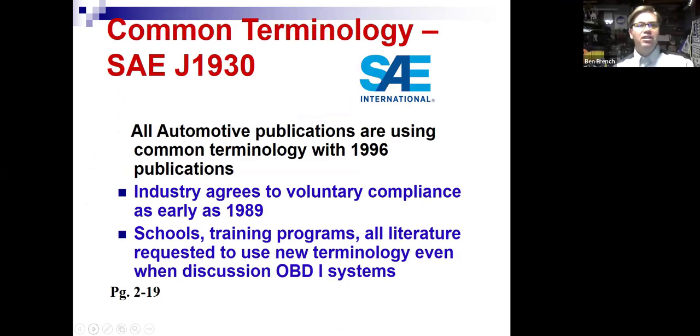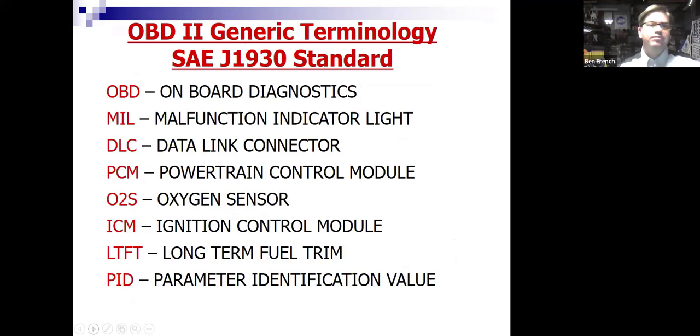Now, going back to the common terminology, remember SAE, these guys came up with these terms. Before you had all kinds of different names for the same part. A coolant temperature sensor on GM would be called CTS. The new term now is ECT, and everybody had different names for the same thing. Computers had different names. So what OBD2 did is it helped bring us into common terminology, which in itself made the cars a little easier to work on.